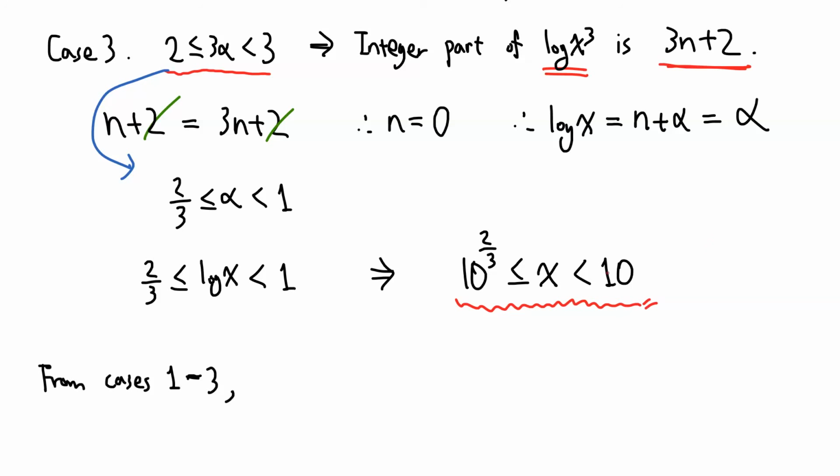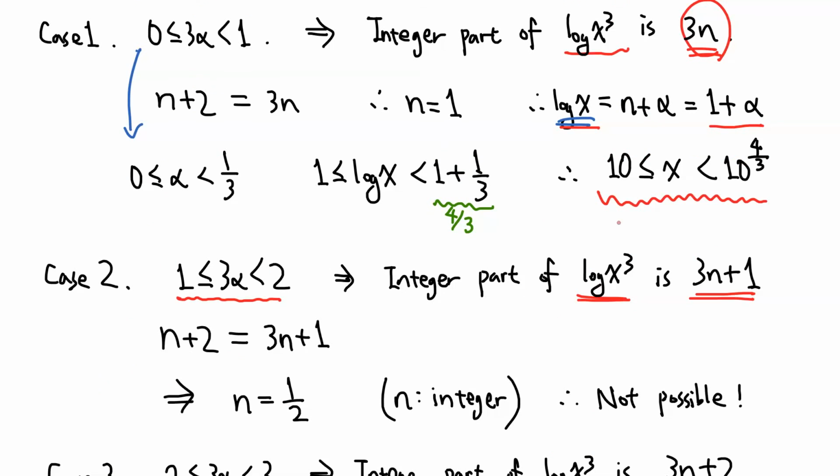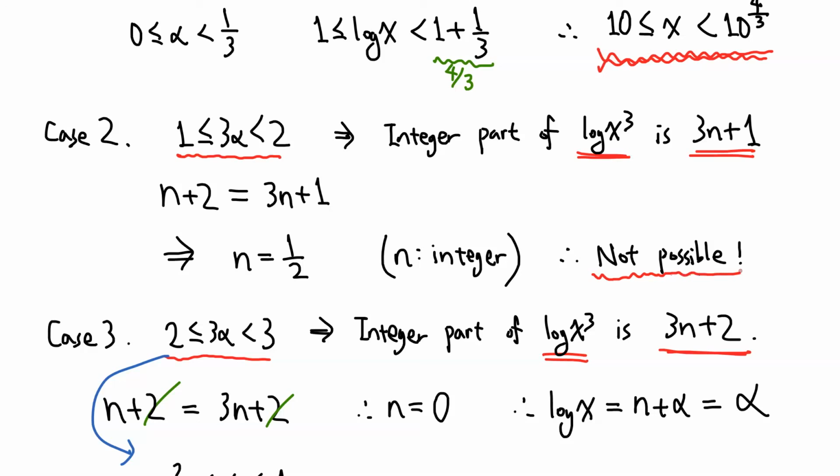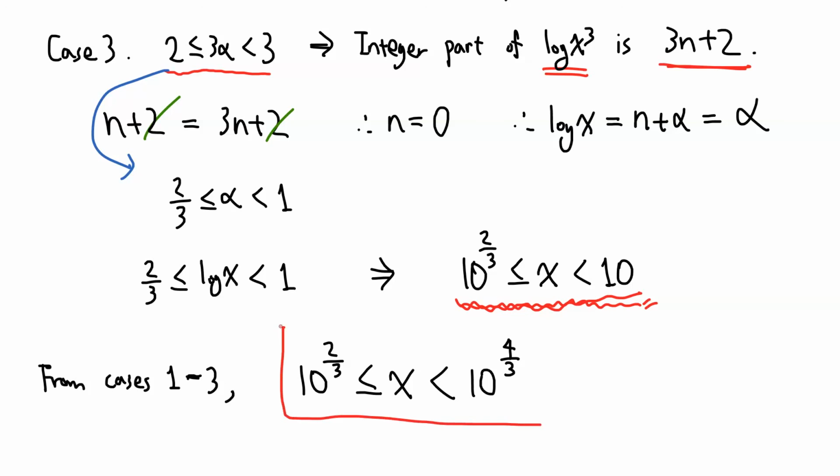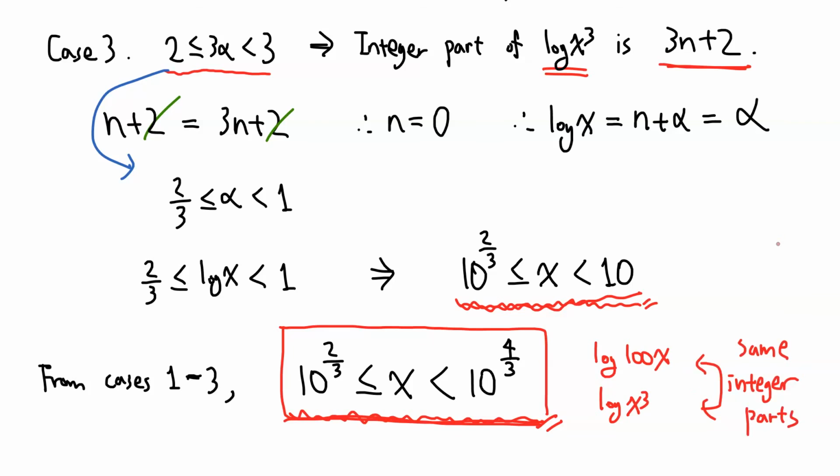And if we combine all cases, for the first case, we have obtained this range. And for the second case, there are no possible values for x. And in the third case, we have obtained this range. So if you combine all of them, we have the range x is equal to or greater than 10 to the 2/3 and less than 10 to the power of 4/3. And this is our final answer. So when x is in this particular range, then log 100x and log x cubed have the same integer parts.